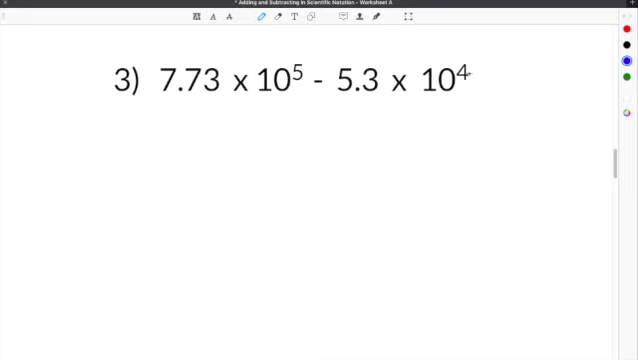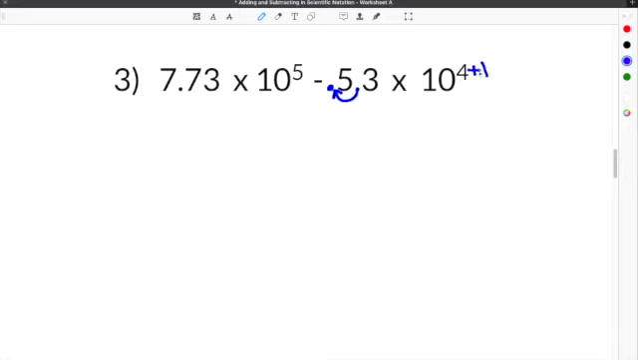The easiest way to change the exponent on the power of 10 is to always make the smaller one into the larger one. So what we're going to do is change this 4 into a 5. The way we do this is we move the decimal to the left 1, and we put it here, and then we add 1 to our exponent. So every time you move the decimal to the left, you will add 1 to the exponent.